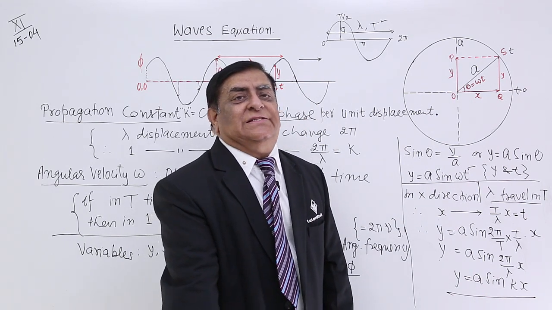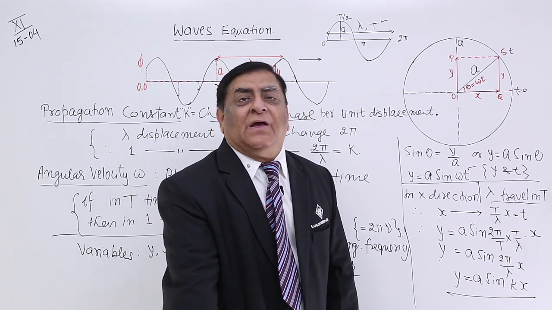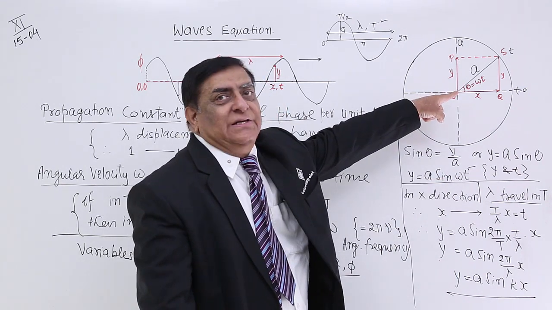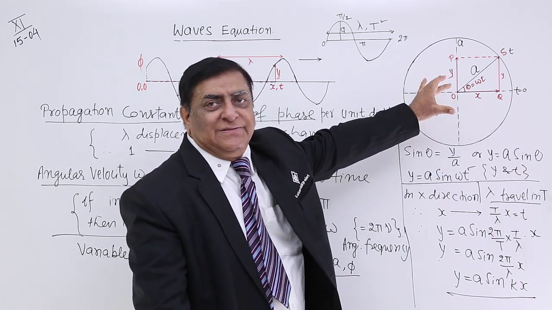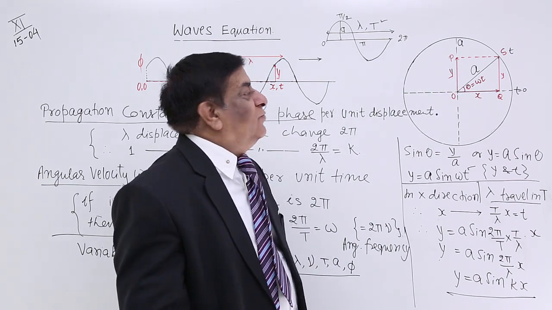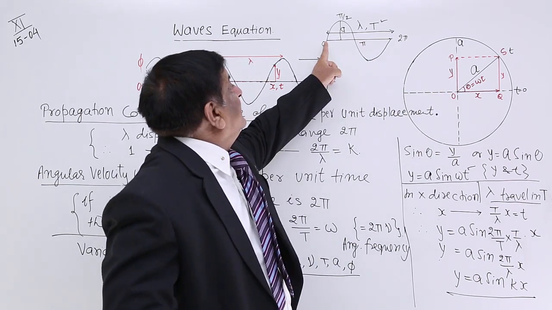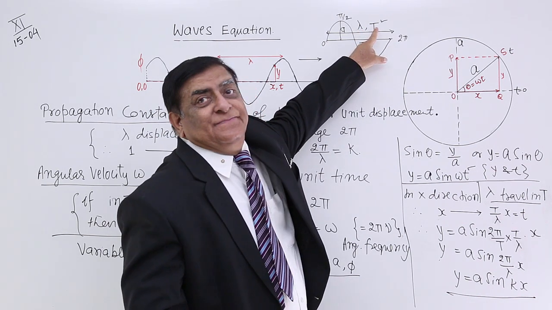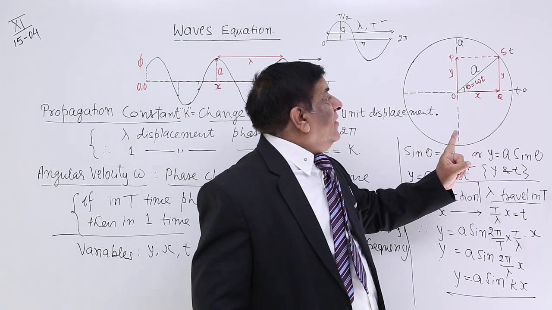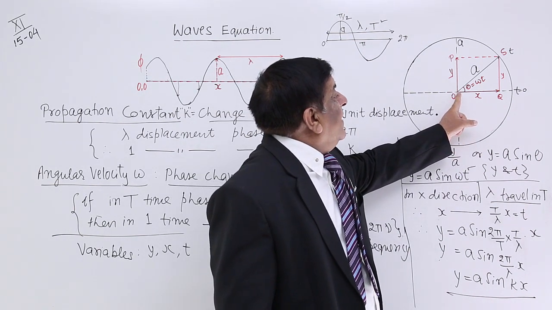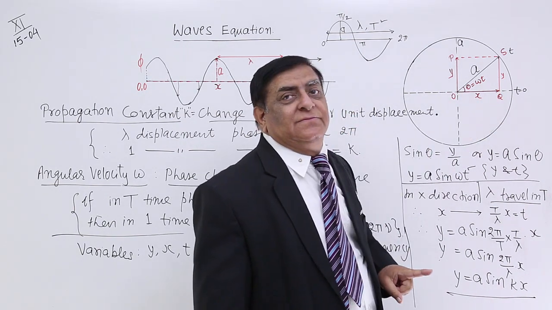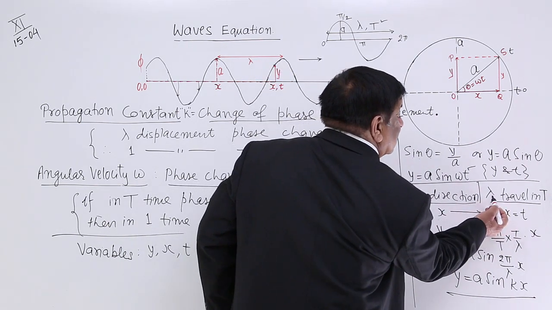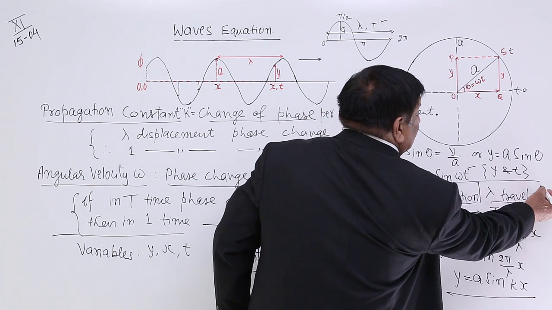Now, take the second thing, x. How can we relate x? We know this equation, y is equal to a sine omega t, which has come from the trigonometry of this. Now, I tell you one thing. When there is a distance covered lambda, how much time passes? T. Can we find out how much time will pass when the distance covered is x? Answer is yes. In x direction, lambda is the travel in time t.